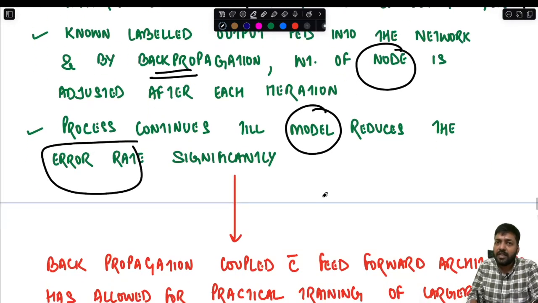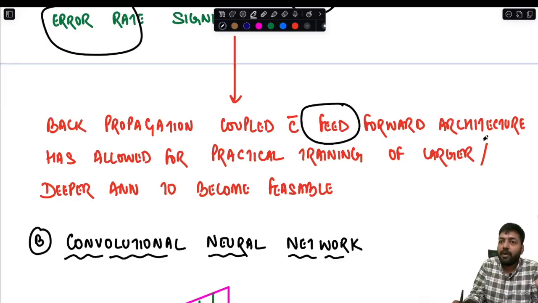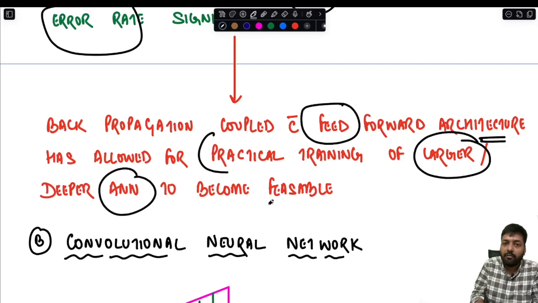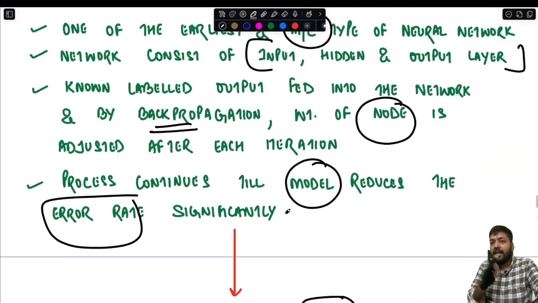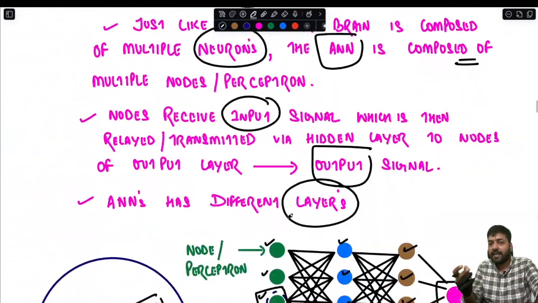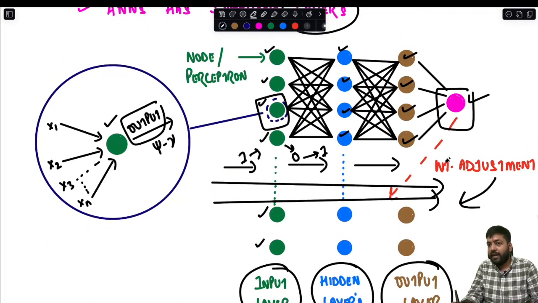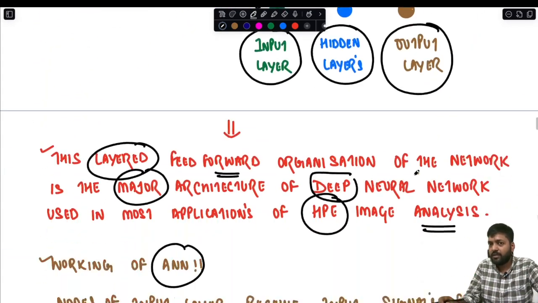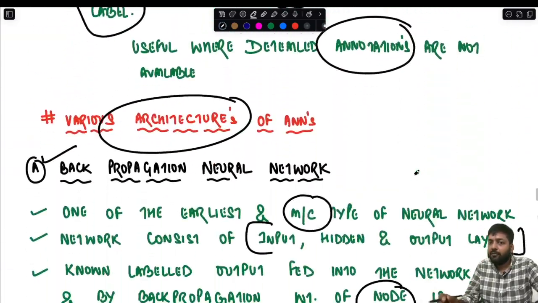Now this back propagation, coupled with the feed forward architecture that I already showed you, has allowed for practical training of larger or deeper artificial neural networks, so that such learning becomes feasible. Both the back propagation and the feed forward architecture work together so that deep learning becomes feasible, as exemplified over here. Here we have done some weight adjustments so that the error rates are reduced significantly, and this is the feed forward architecture. From here there is the back propagation. Both of them together have made deep learning feasible. So this is the back propagation architecture, and the feed forward we have already seen.